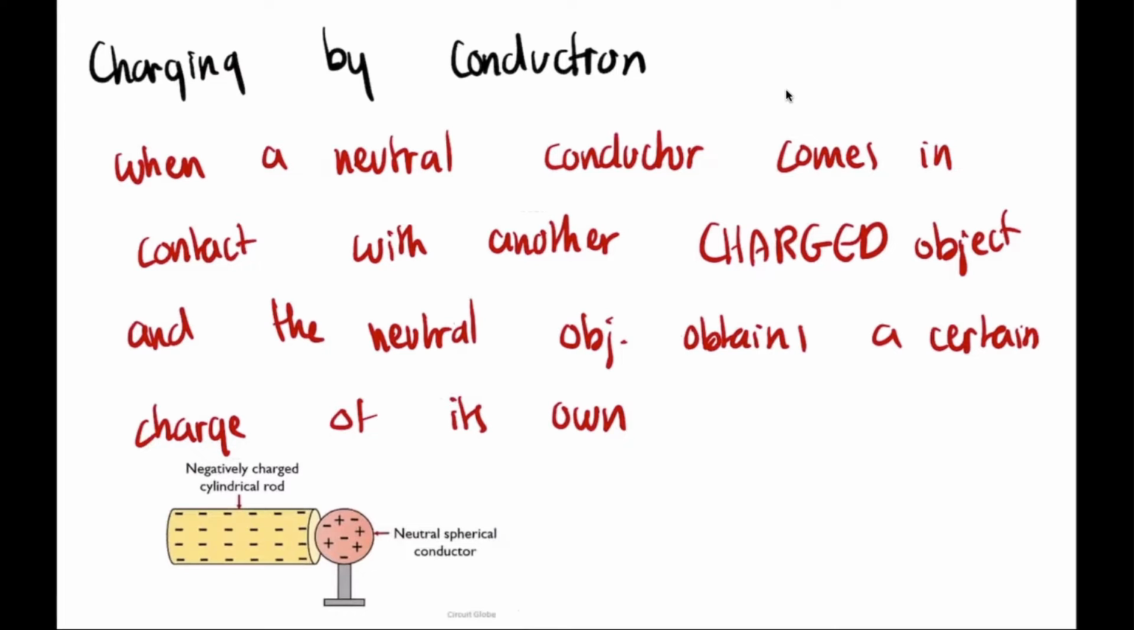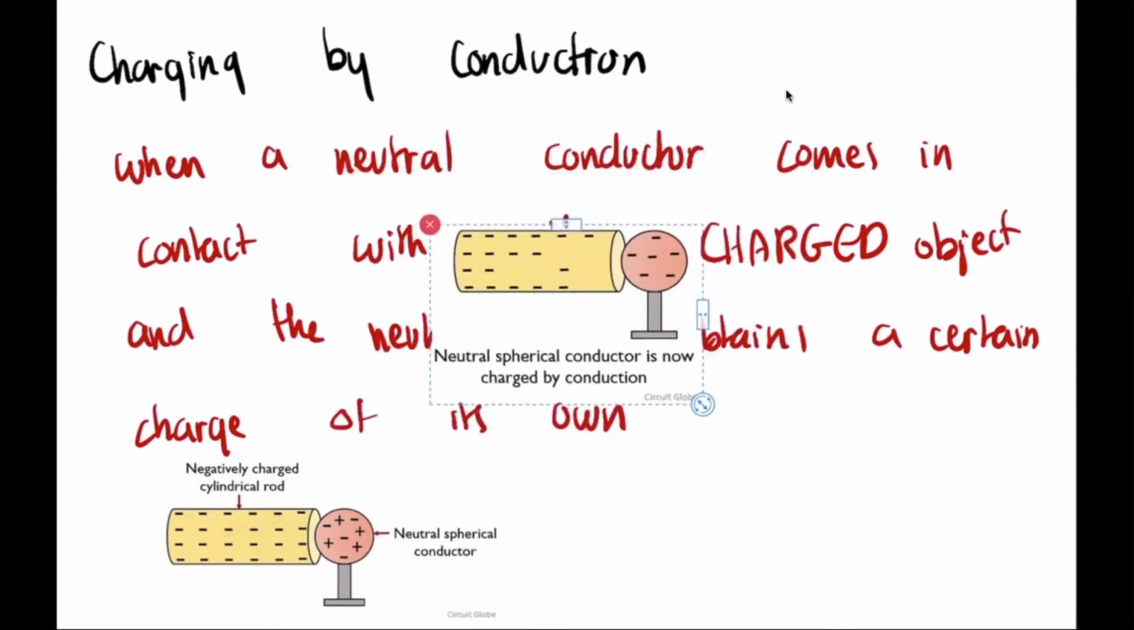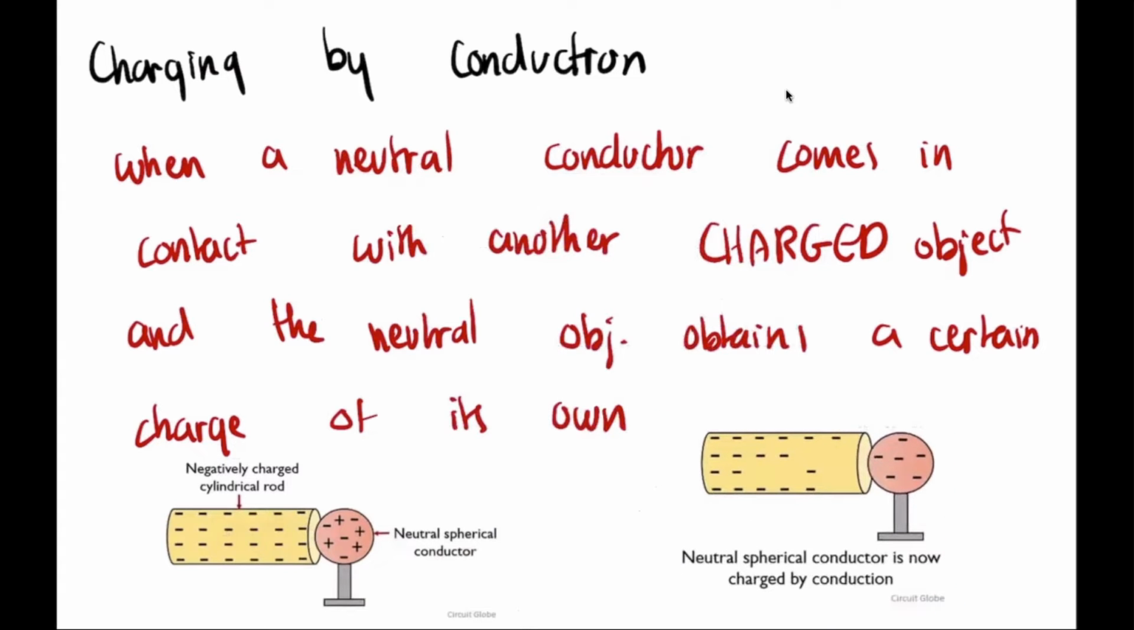Now what is going to happen here is basically the neutral spherical conductor will steal from the electrons of the negatively charged cylindrical rod, and this will result in the spherical conductor becoming negative, okay? So basically here the electrons are being transferred to the neutral spherical conductor, and this will result in the neutral spherical conductor becoming charged, and this is charging by conduction.